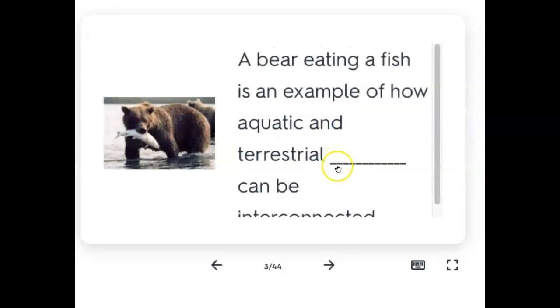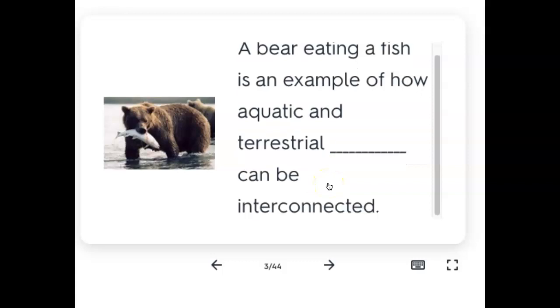A bear eating a fish is an example of how aquatic and terrestrial food webs can be interconnected. An aquatic food web takes place in the water, and a terrestrial food web takes place on the land. If you have an aquatic and a terrestrial food web interconnected, that shows something from the water eating something from the land, or something from the land eating something from the water.